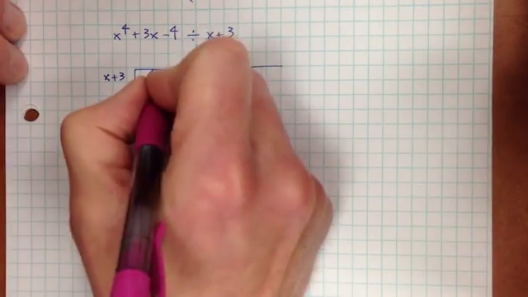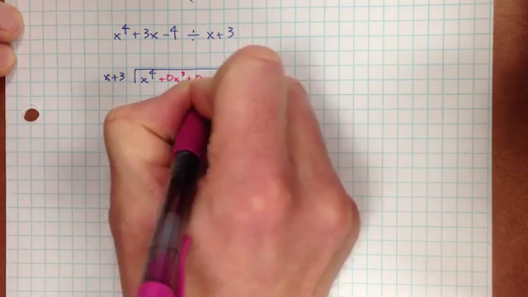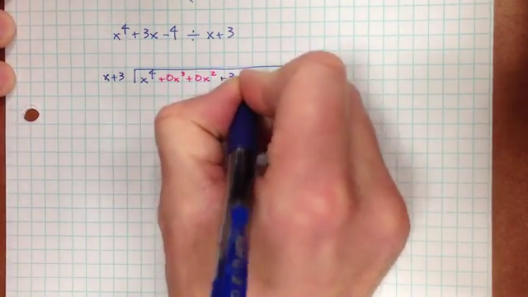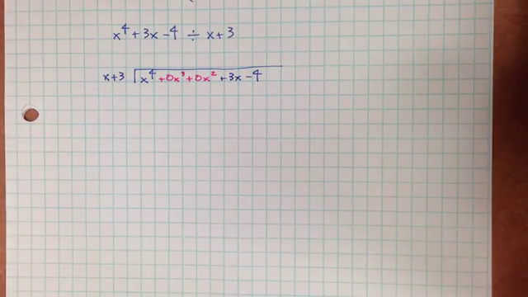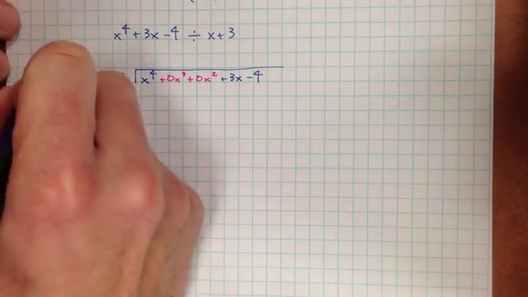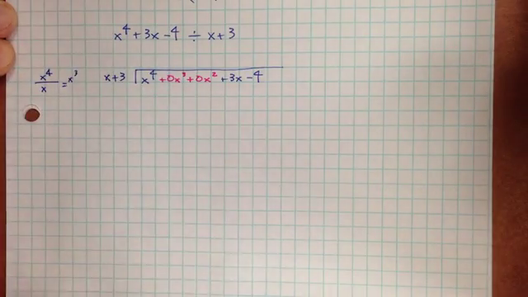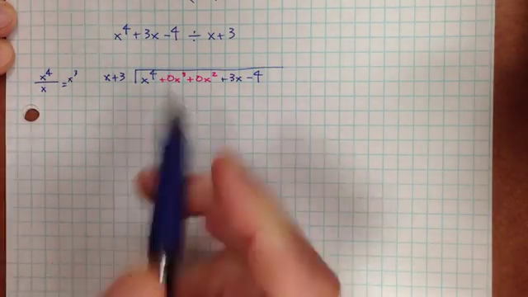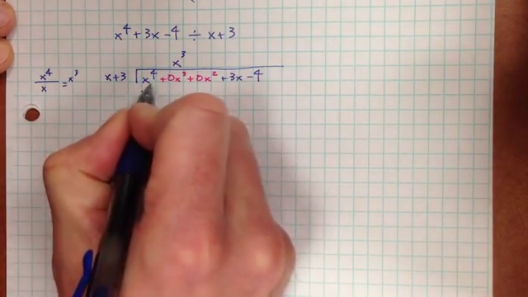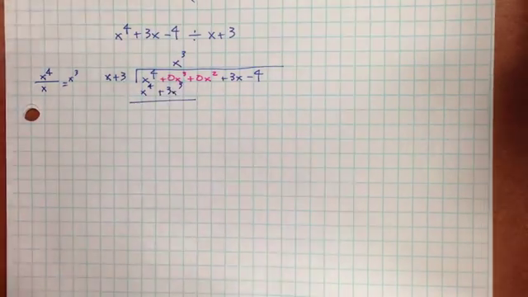We need my 0x cubed. We need a 0x squared. We have my exponent of 1, and we have our constant. There we go. Now we can begin our division. First term, x to the 4th, over my first term of x gives us x cubed. So my first two terms into my first two terms, x cubed times. Multiply that out, x to the 4th plus 3x cubed. Come through with a sign change.